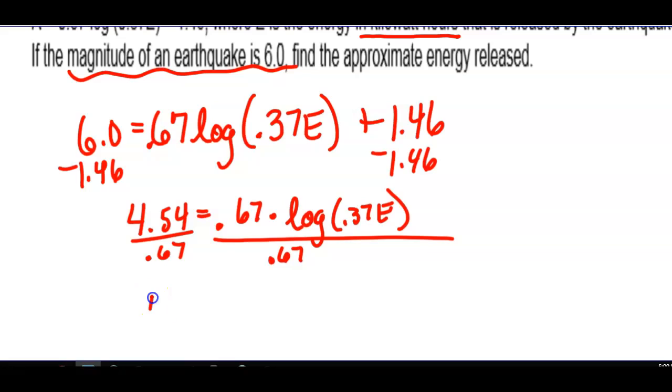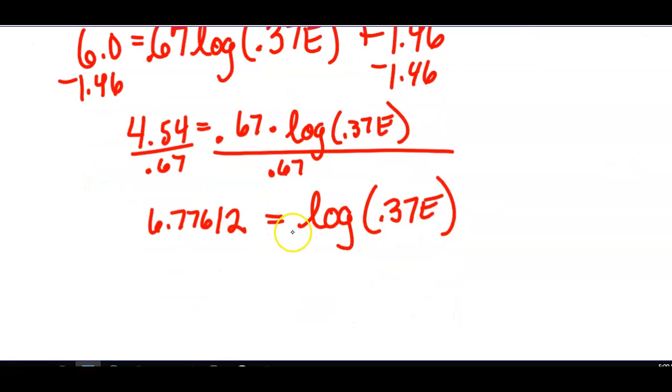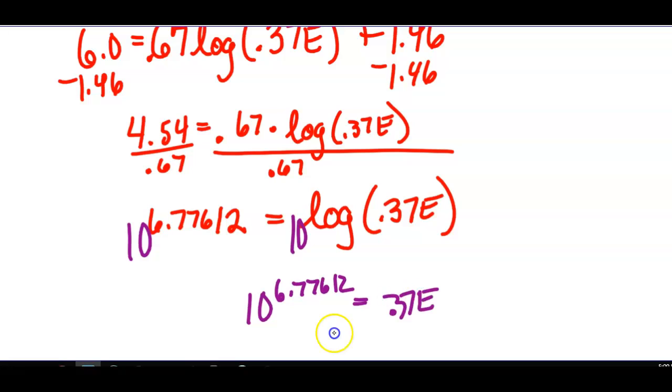Which gives me 6.77612, lots of places I'm going to carry there. All right, now I have isolated the log. This is a log base 10, so I can raise both sides or just rewrite it as 10 to the 6.776 equals 0.37e. So then after I type that, I'm going to divide it by 0.37, and I'm just going to have the amount of energy.